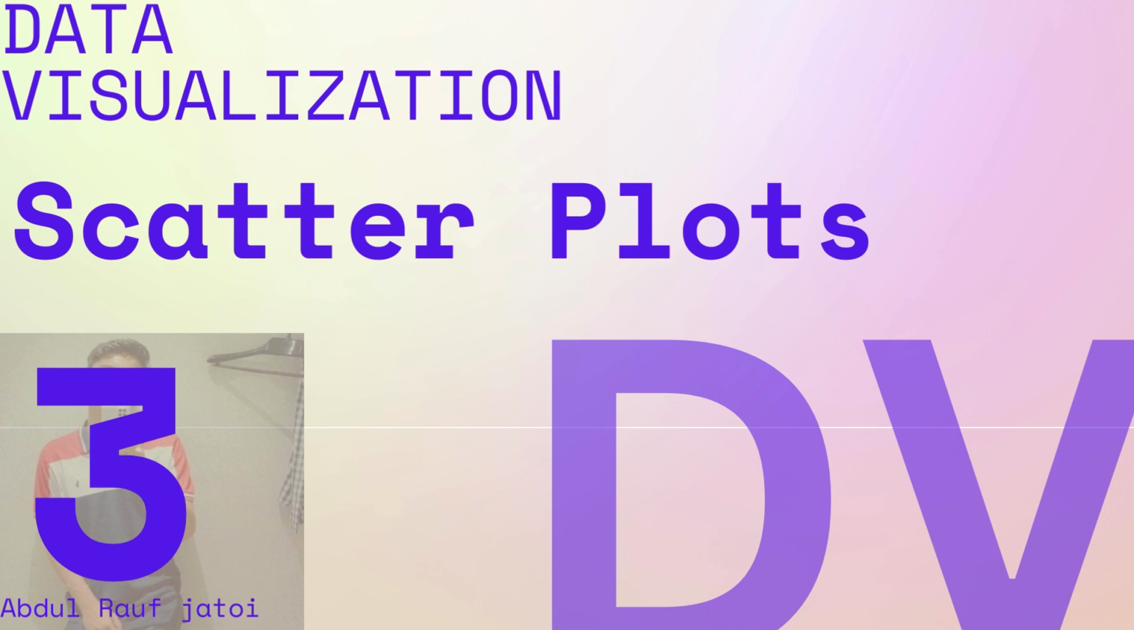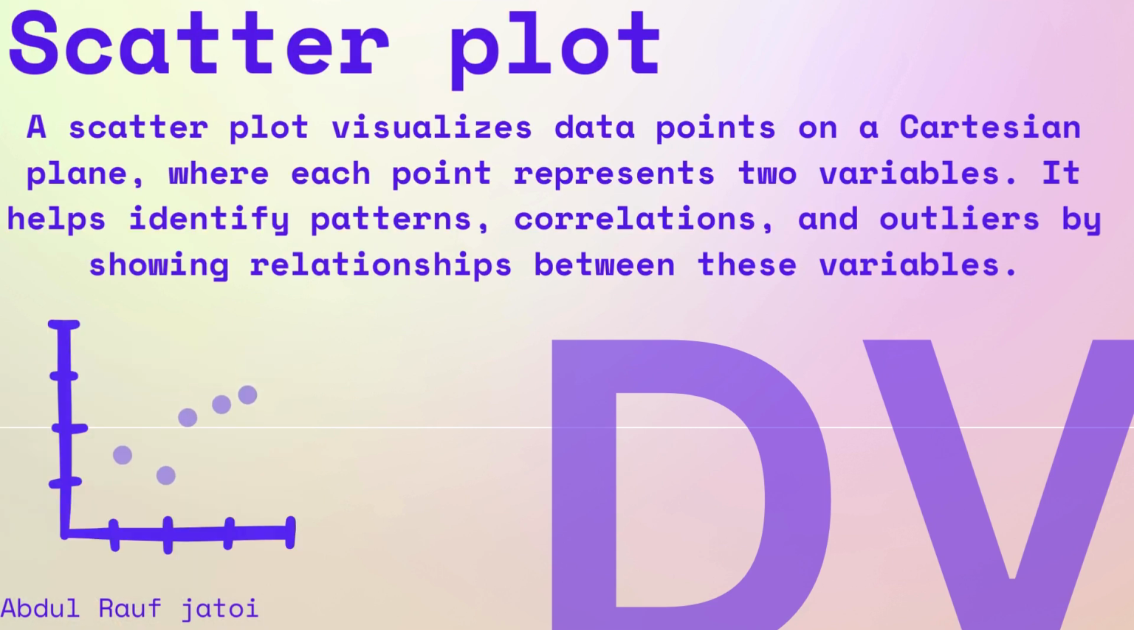Okay, so let's start our video with what scatter plots are. Scatter plots visualize data points on a Cartesian plane where each point represents two or more variables. They identify patterns, correlations, and outliers by showing the relationship between these variables.